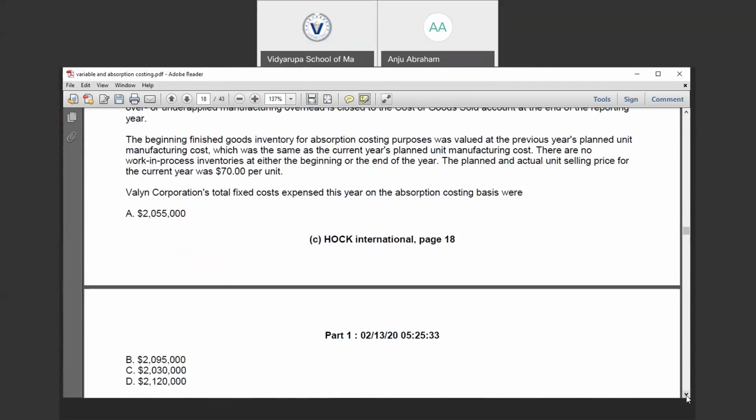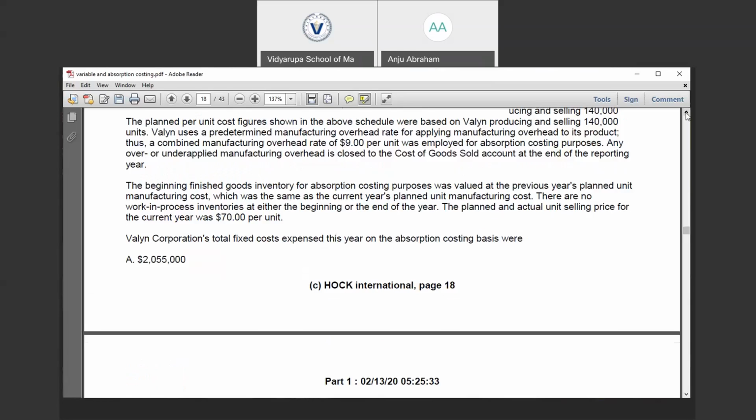Fixed non-manufacturing overhead will be expensed as incurred, as a period cost. Since absorption costing is used, fixed manufacturing overhead will be treated as a product cost and will only be expensed based on the number of units sold this year. Only the fixed manufacturing overhead applicable to those units sold in this period will be expensed this year based on absorption costing. So there is no need for any confusion relating to the treatment of the fixed non-manufacturing overhead. We need only look at the total fixed cost to be expensed this year on the absorption costing basis. So let's read the question.